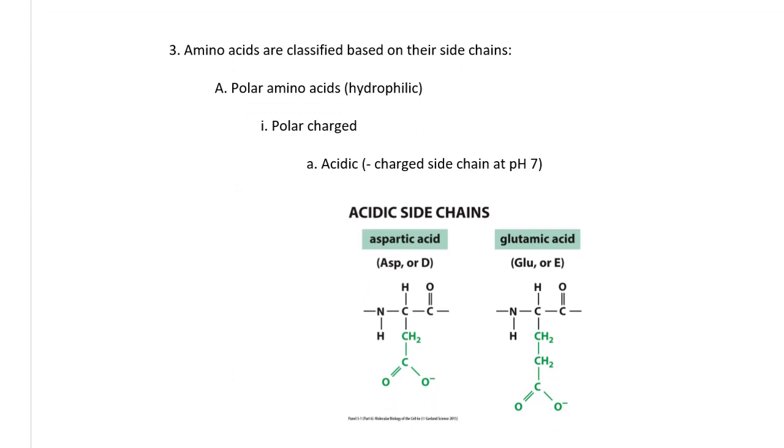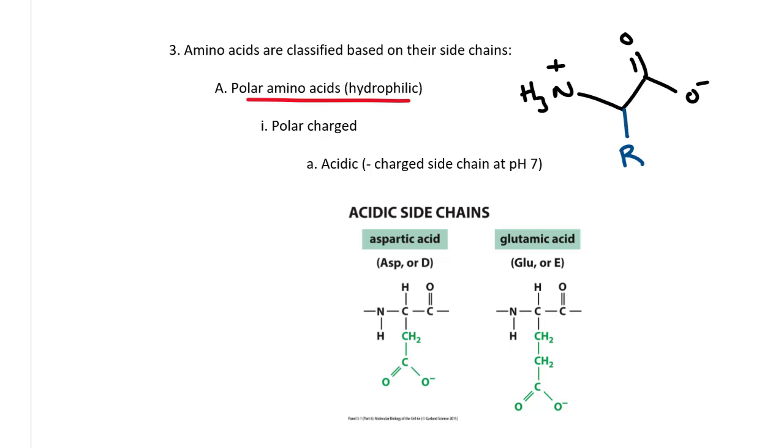Amino acids are classified based on their side chains. So the classification of amino acids, let's draw an amino acid right here, is not based on this part of the molecule, but only based on the side chain, the R group. So this classification system is based on that R group or side chain. And we have the polar amino acids, hydrophilic. So these are all hydrophilic.